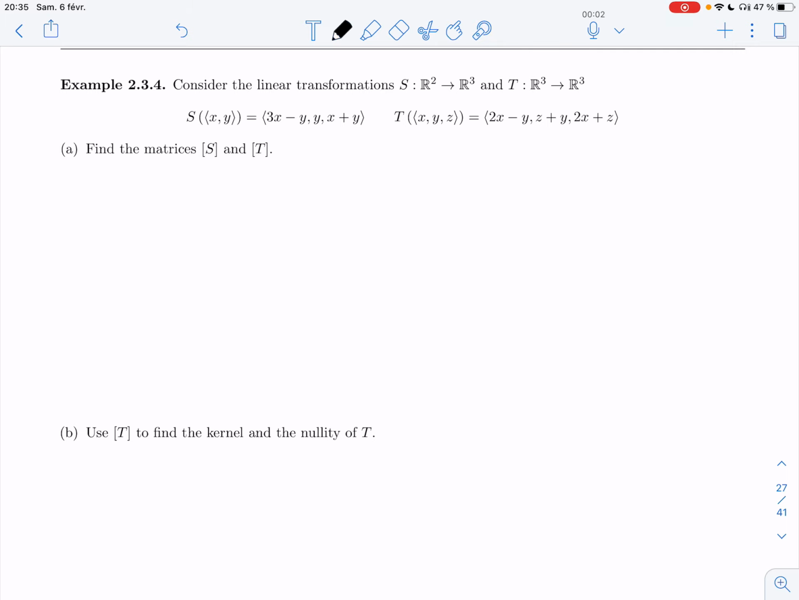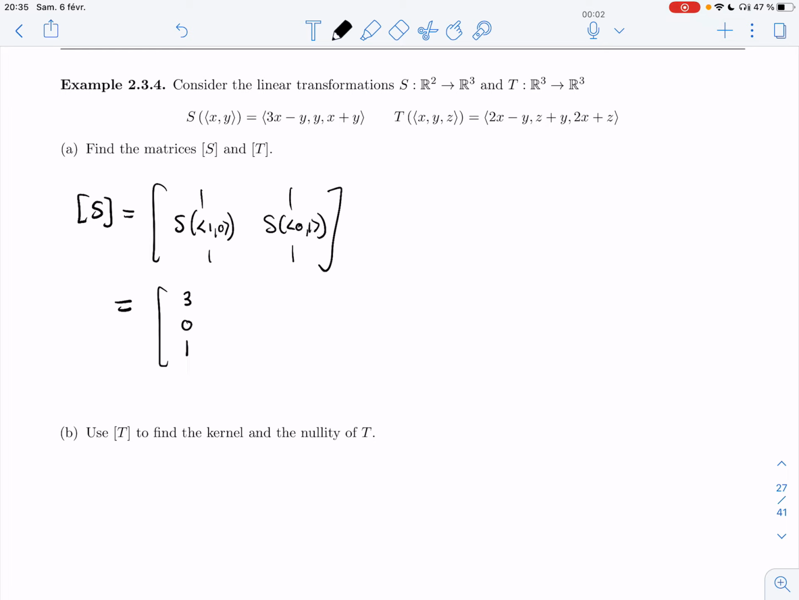All right, so I have two linear transformations. In A, I'm asked to find matrices S and T. So we have a shortcut for this. All we have to do is apply S to the two standard basis vectors. And so if you apply it to (1, 0), you get (3, 0, 1). If you apply it to (0, 1), you get (-1, 1, 1). Or you could do it like we did in the first example of this section, where we just spelled it out and checked which coefficient we needed. Really, these are the coefficients of x, these are the coefficients of y.